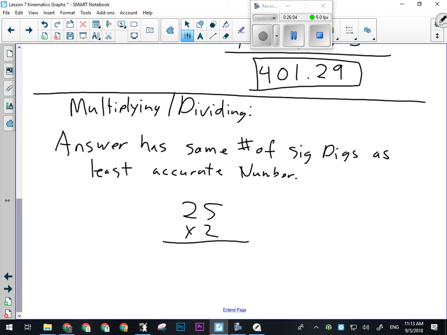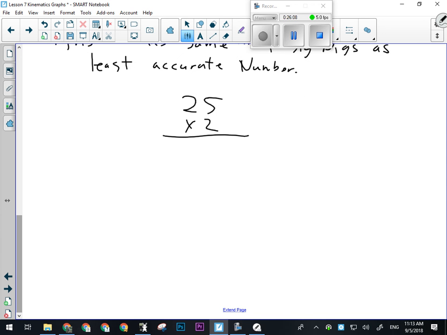Probably haven't used that since like the 8th grade, but you have to use scientific notation in physics and chemistry a lot. So I would write this as 5 times 10 to the 1. That's 50 to one significant figure.